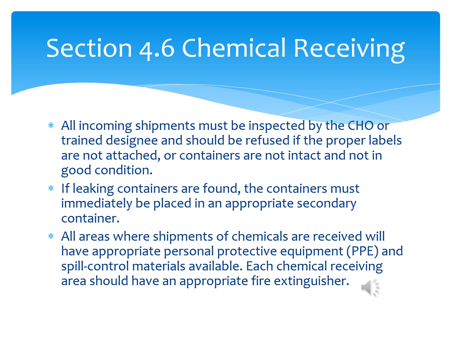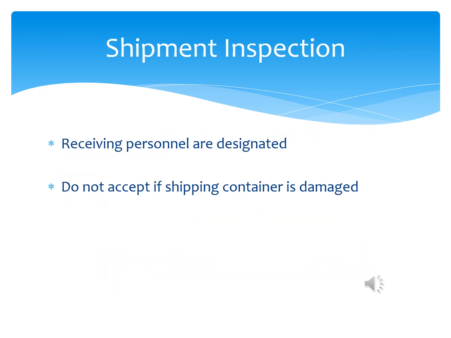All areas where shipments of chemicals are received will have appropriate personal protective equipment and spill control materials available. Each chemical receiving area should have an appropriate fire extinguisher. All receiving employees are designated by the Chemical Hygiene Officer. Therefore, it is your responsibility to check for damaged packaging and refuse delivery on those packages that are damaged.